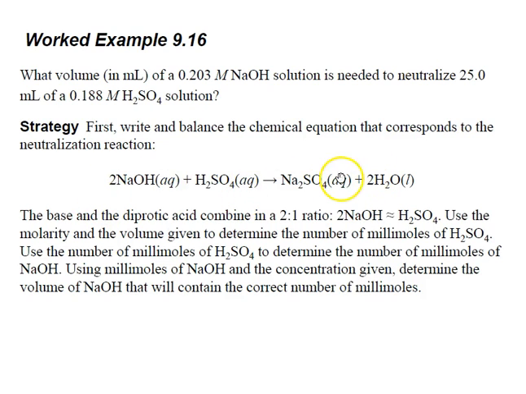Use the molarity and the volume given to determine the number of millimoles of sulfuric acid. Use the number of millimoles of sulfuric acid to determine the number of millimoles of sodium hydroxide. We can use the millimoles of sodium hydroxide and the concentration given to determine the volume of sodium hydroxide that will contain the correct number of millimoles. So let's see what that looks like.